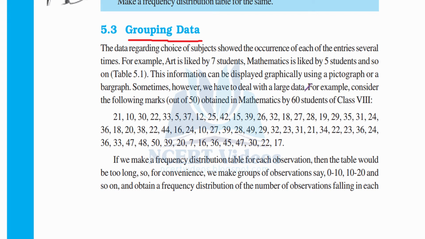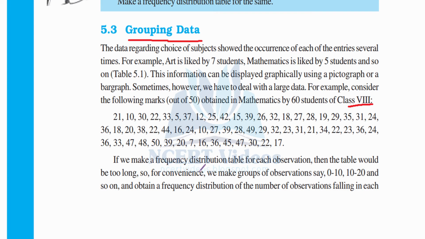For instance, if we are talking about the population of a city. Here it says, consider the following marks out of 50 obtained in mathematics by 60 students of class 8th. So these are students who got this much of marks in mathematics for class 8th. It could be any class, this is just noise in the question.